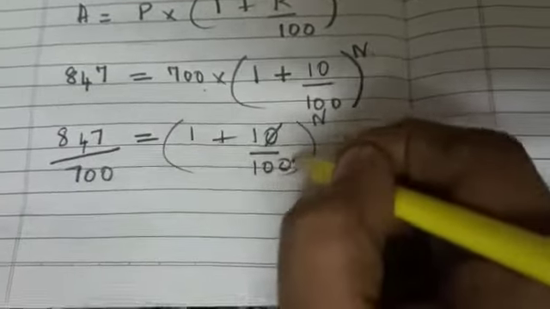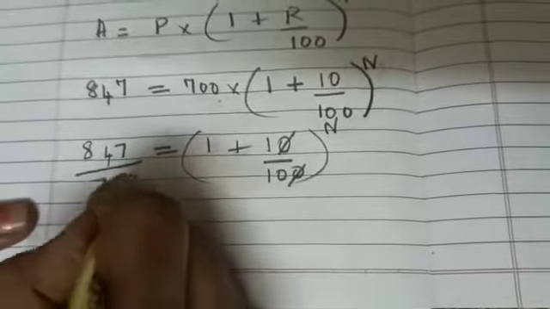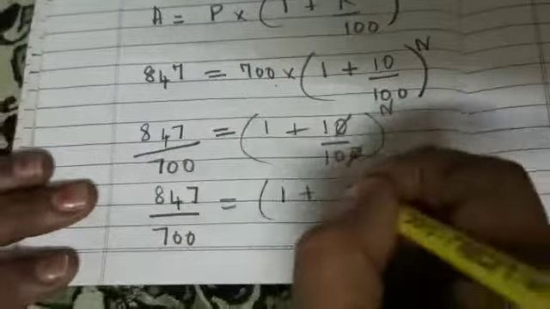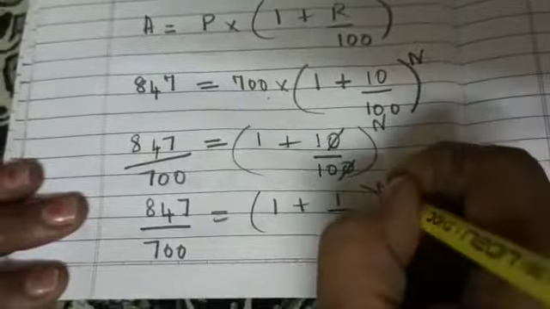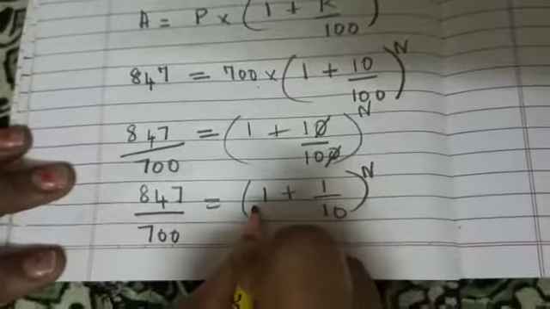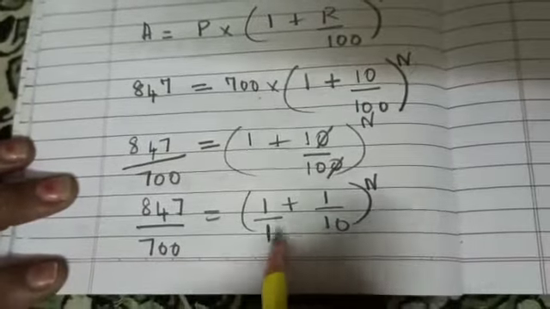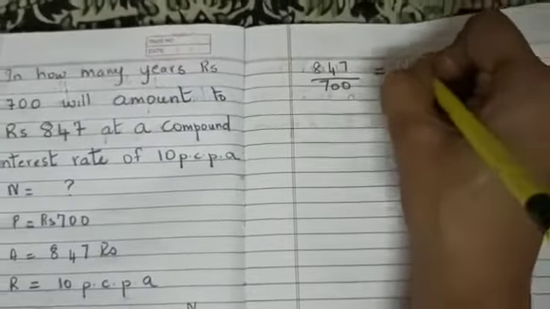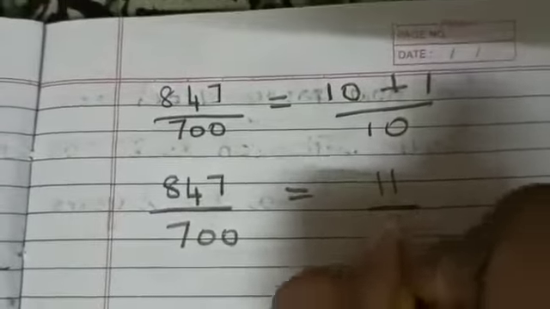Now over here I will cut the 0 and I will cut the 0, so I get 847 upon 700 is equal to 1 plus 1 upon 10, the whole raised to the power of n. Now here there is no denominator, so I'm putting 1. The denominators are not equal, so I have to cross multiply. So now I get 847 upon 700 is equal to 1 into 10 is 10 plus 1 into 1 is 1 upon 1 tens are 10. So you get 847 upon 700 is equal to 11 upon 10.